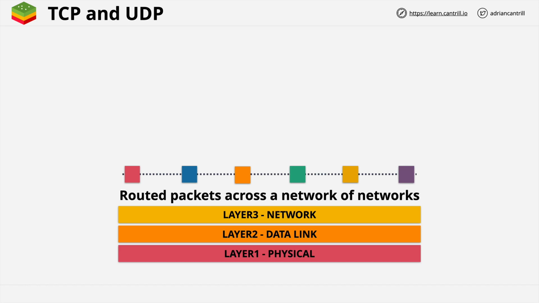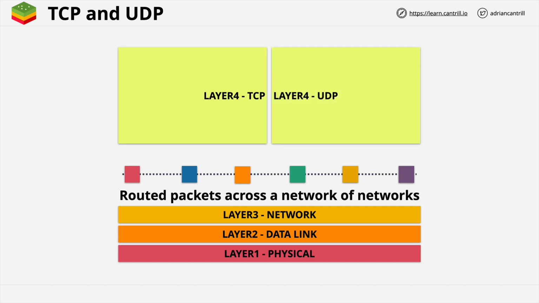Layer 4 builds on top of this. It adds two new protocols, TCP, which stands for Transmission Control Protocol, and UDP, which stands for User Datagram Protocol. Now, both of these run on top of IP, and both of them add a collection of features depending on which one of them is used. If you've heard the term TCP/IP, that means TCP running on top of IP.